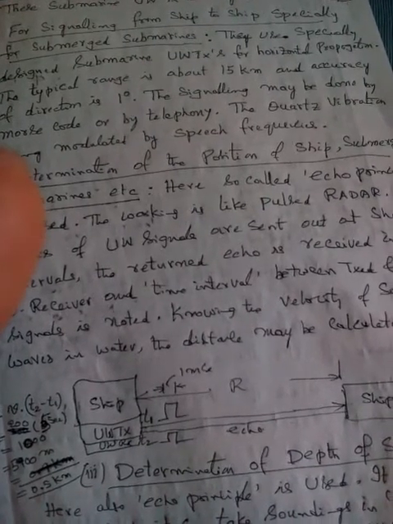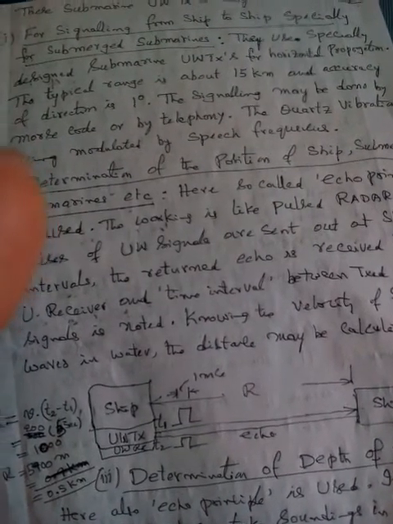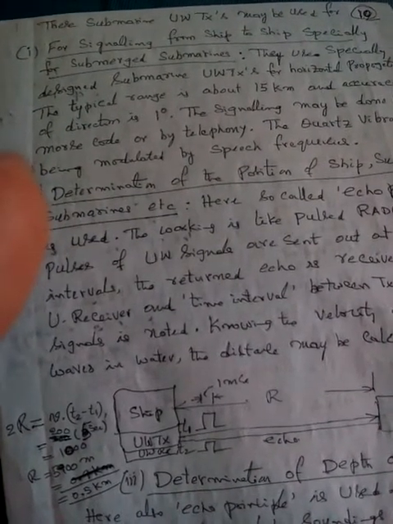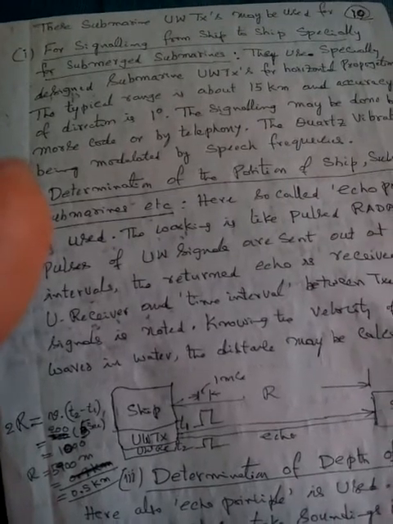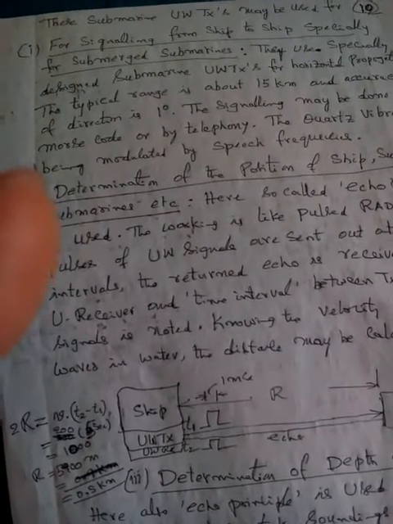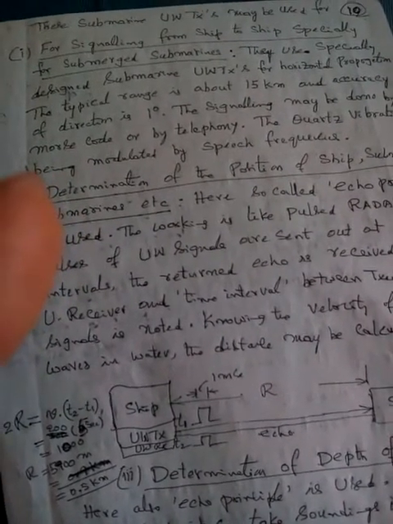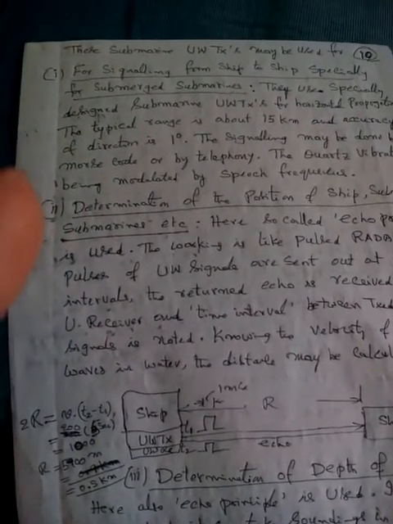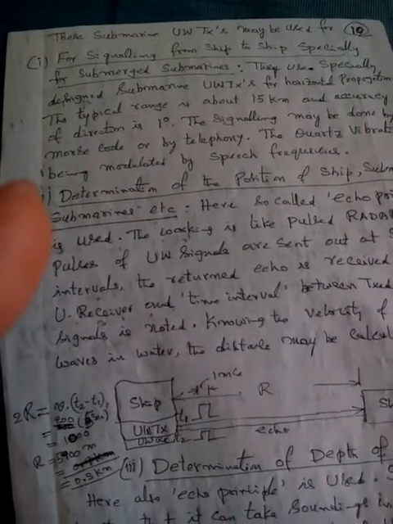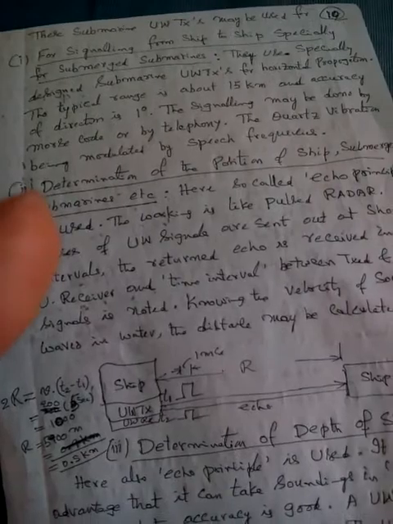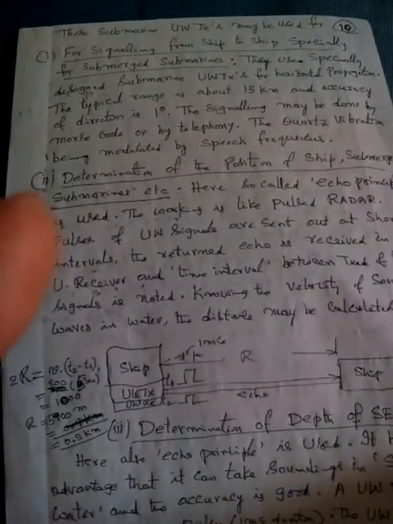T1 is the sending of the pulse, T2 is the receiving of the pulse. If the velocity of the ultrasonic wave in the water is v, then the wave travels twice the distance: 2r is equal to v into (T2 minus T1). So r is v by 2 times (T2 minus T1), where T2 minus T1 is the time lag between sending and receiving the pulse. So the distance from ship to ship can be measured: r is equal to v by 2 (T2 minus T1).